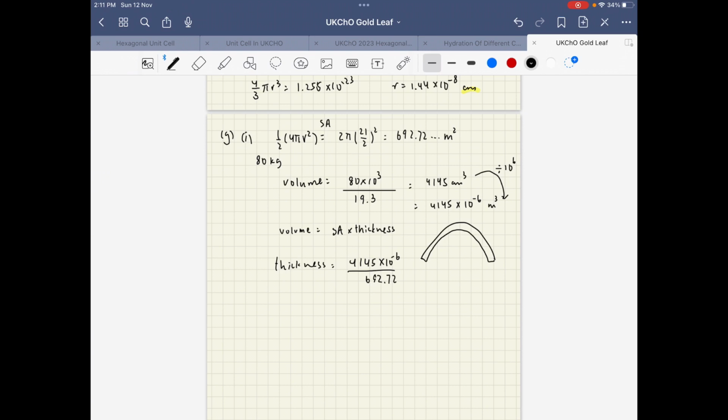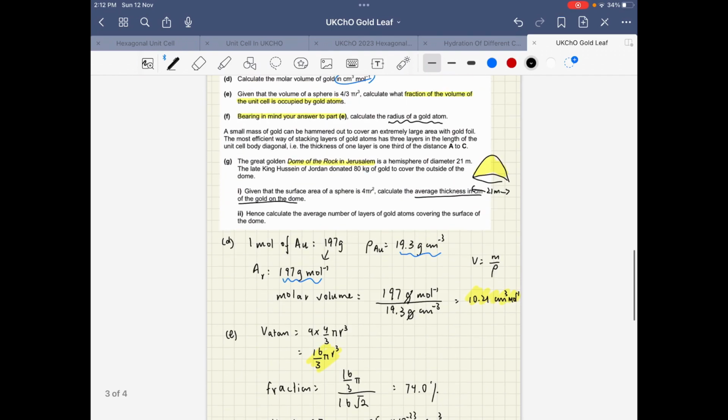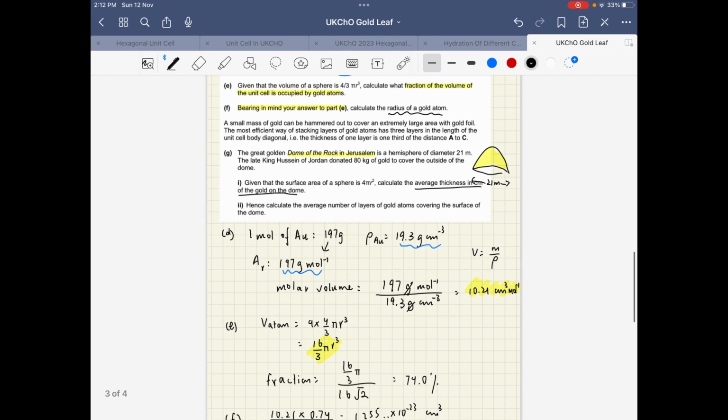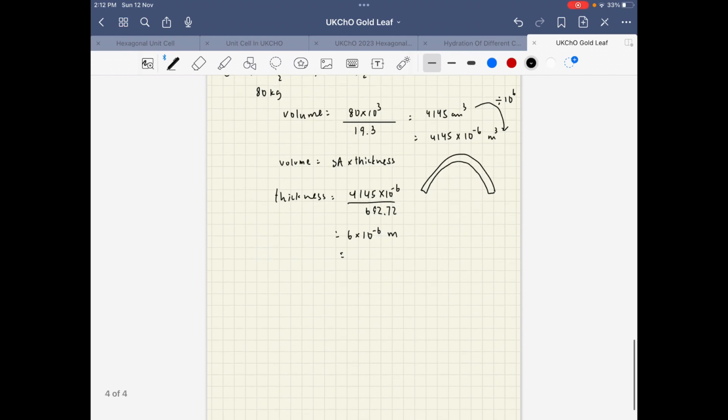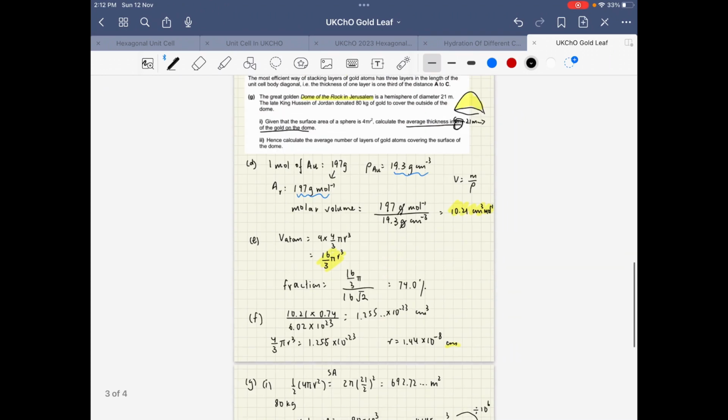And I get around 6 times 10 to the power of minus 6 meters. But it wants the answer in centimeter, so it will be 6 times 10 to the power of minus 4 centimeter. And then moving on to part 2 of G. Hence, calculate the average number of layers of gold atoms covering the surface of the dome.